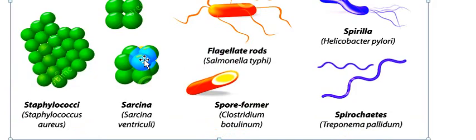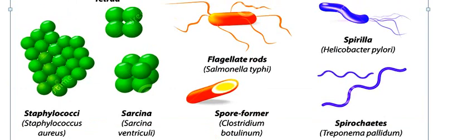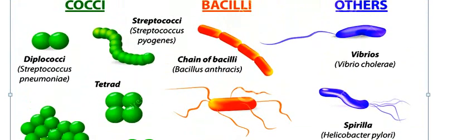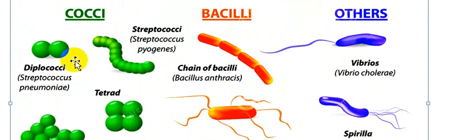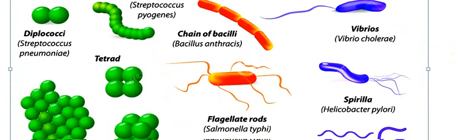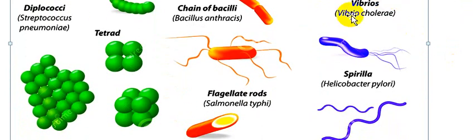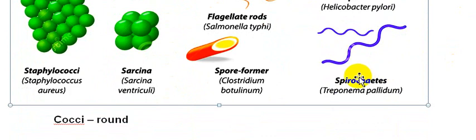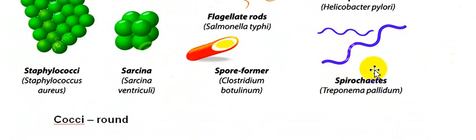And here you have different examples for cocci: diplococci, triplococci, streptococci, and bacilli like Bacillus anthracis. And here this is the spirilla. You can see Vibrio cholerae, Helicobacter pylori, and Treponema pallidum, the spirochetes.